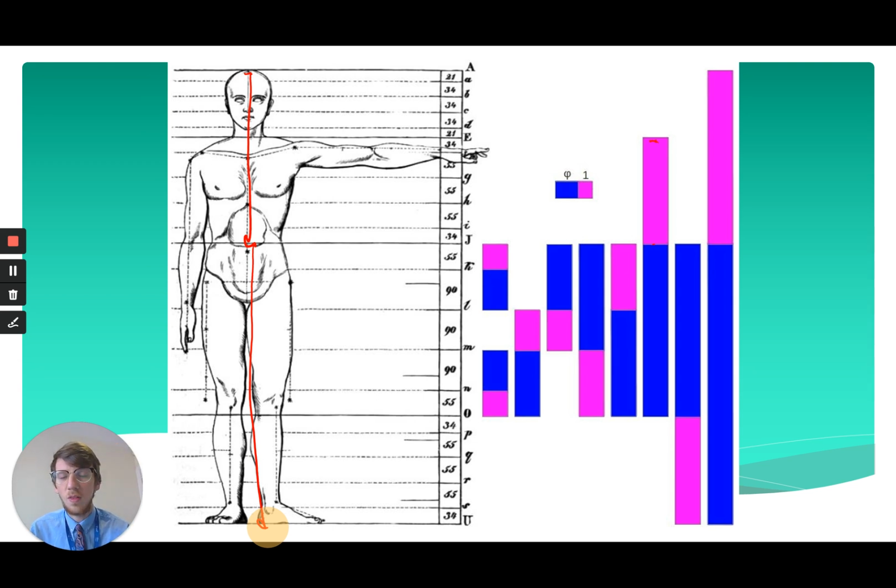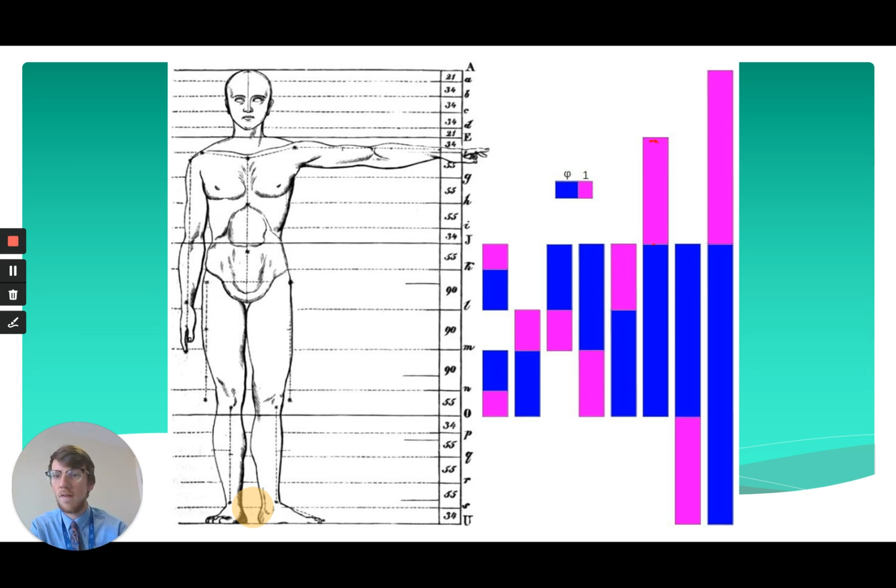So you can try this yourself. You can measure the distance between the top of your head and your belly button, times that by 1.618 on your calculator, and then measure the height from your belly button to the floor, and you should see that it's that same distance, 1.618 times that first measurement you did. Okay, and we're going to explore this.